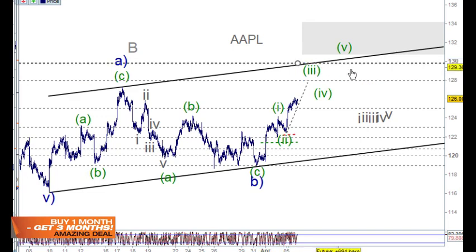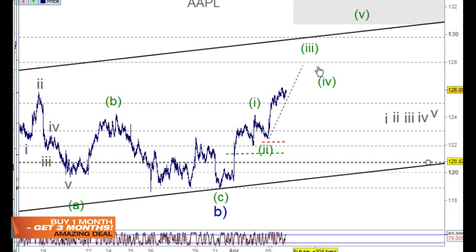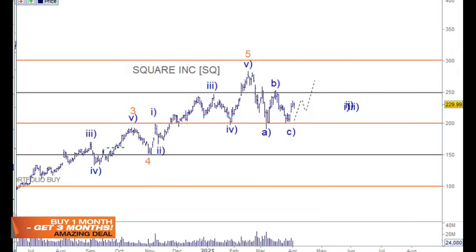So for targets, we can be looking up to the 130 area. Anyway, there's more move to the upside there, and we've covered our costs, so we've got time to think. There's nothing to do at this point.